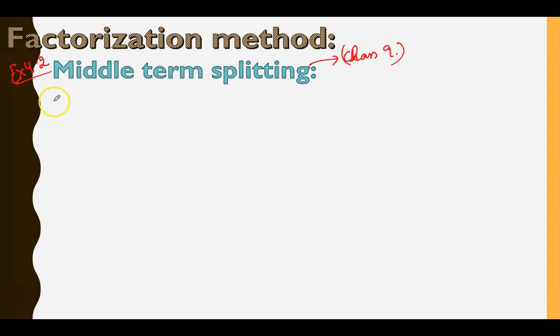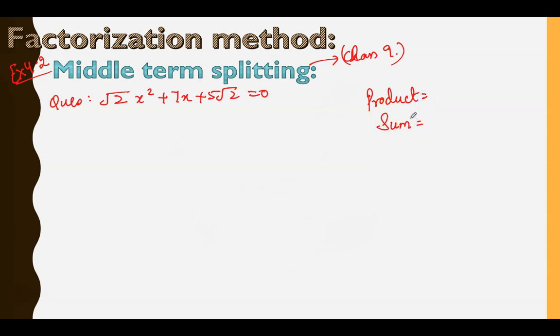Normally CBSE tries to ask a difficult question from this chapter, as it belongs to your previous class. That difficult question is root 2x square plus 7x plus 5 root 2 equals 0. Now why is it difficult? Because many students are unable to understand this root 2, how we can split it or how we can solve the value of root 2. So they usually leave such questions, but it is very simple in middle term splitting, because we know that by doing the product of two numbers and the sum of two numbers, we want two integers to be included.